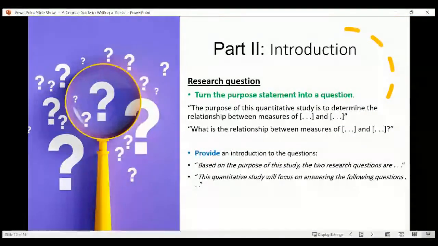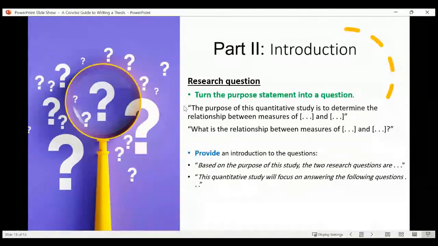All right, research questions. By the way, next week we'll have a workshop about how to write your research questions, so I'm not going to talk about it in detail. I will leave it to Mr. Hassin next week, inshallah. Simply put, turn the purpose statement into a question. This is the smart way, easy way and shortcut to write your research question.